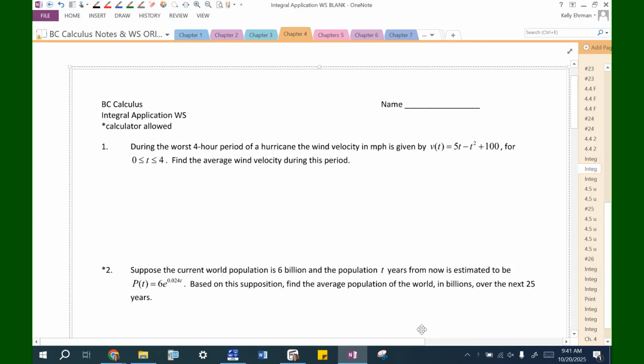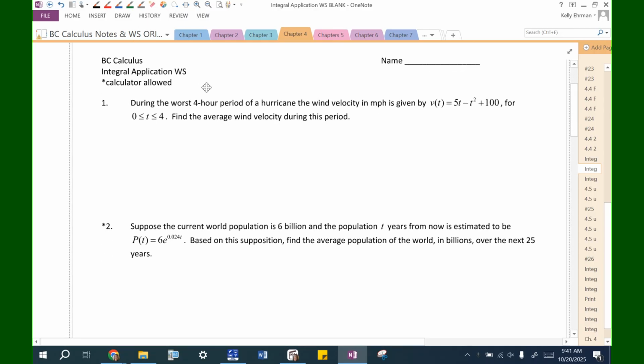All right, this is the integral application worksheet. Any problems that have the little asterisk next to them are calculator allowed. Otherwise, we should practice without a calculator. We'll need to be able to do both for our AP exam. So problem 1 is no calculator.